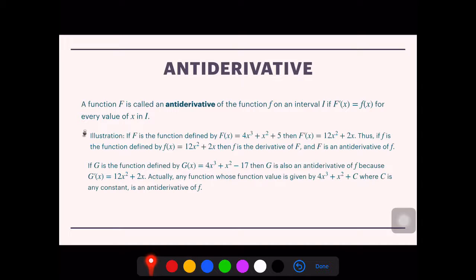This is the reason why any function with a function value 4x cubed plus x squared plus whatever that constant c is would be an antiderivative of f. This is with the consideration, of course, that the derivative of a constant is 0. Just like what happened here in big G, although it has a negative 17 compared to the plus 5 of our big F, their derivative would be the same, and that would be 12x squared plus 2x. So that's why we have there plus c at the last part that will represent whatever that constant is, and the antiderivative would be just the same.